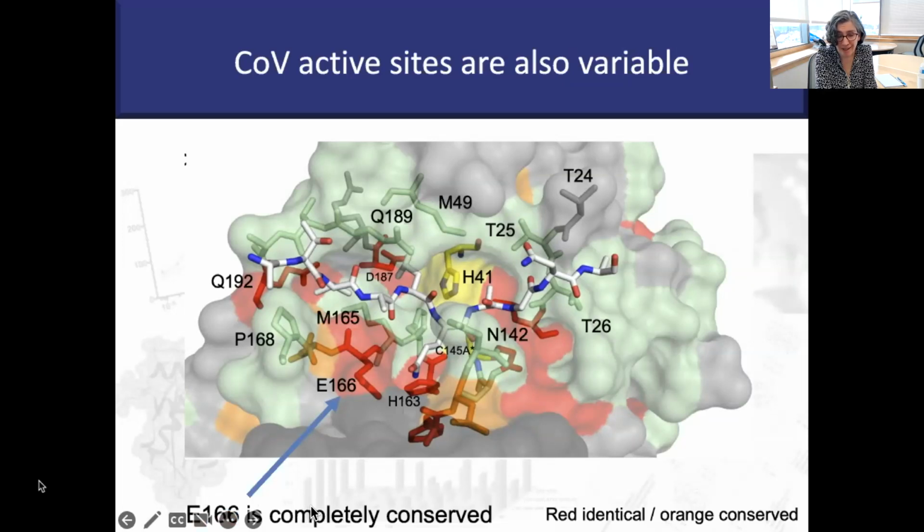And E166, which is interesting, is completely conserved between the different variant coronaviruses, but it was selected for resistance by Ho et al. and shown by Julia Flynn and Daniel Boland's lab also to be able to tolerate mutation. So these leave open questions of what's conserved evolutionarily might not map out completely what's conserved when under the selective pressure of an inhibitor. So we need to pay attention.